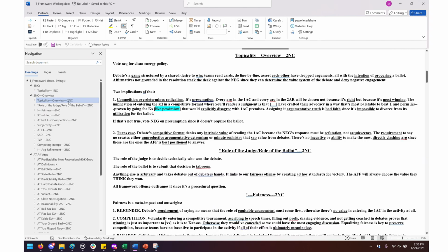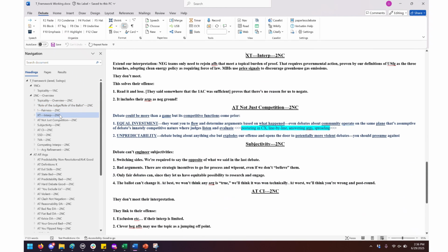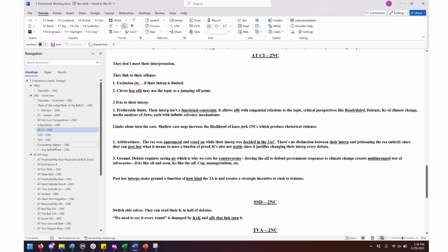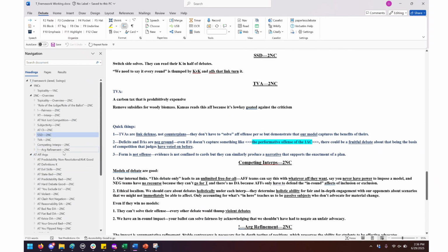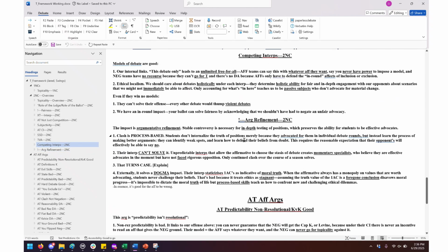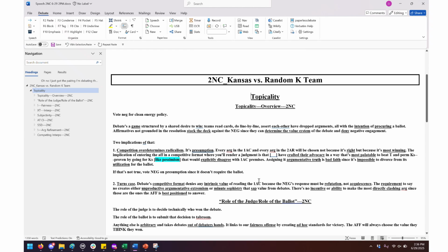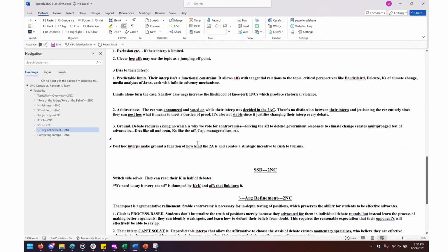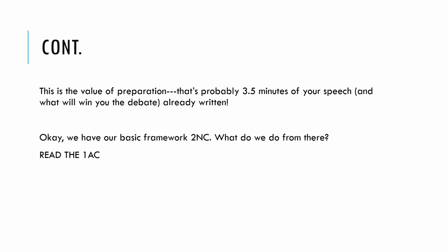I go back to my framework file. I tilde things in. I tilde in my overview, the role of the judge, fairness, interp, debate doesn't shape subjectivity, answer to counterinterp, switch side debate. I decide I'm going to put in clash as well, and that competing interps are good, because I think those are generally a set of arguments that enter a lot of framework debates. That's the value of preparing all of this in advance.